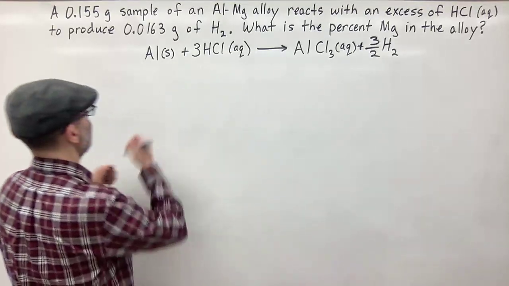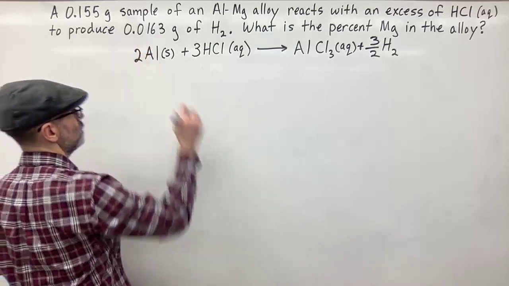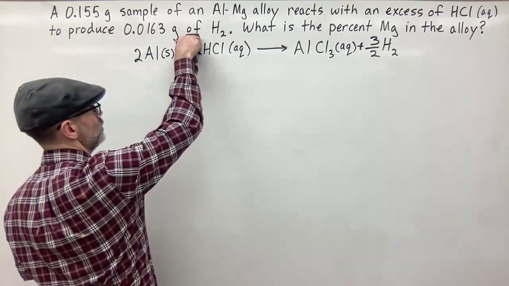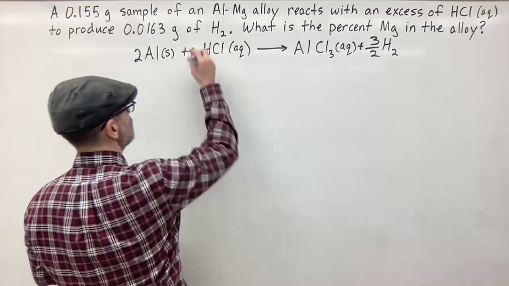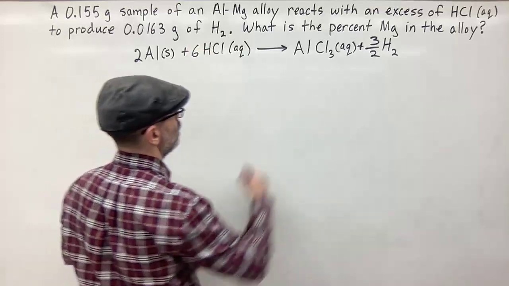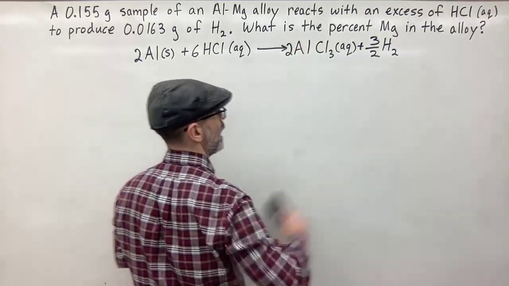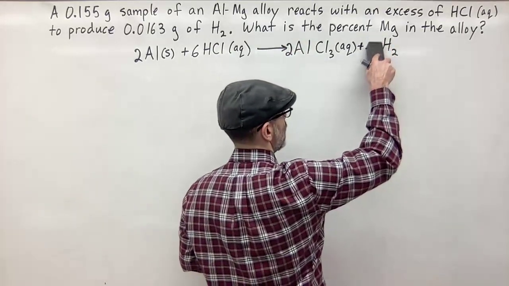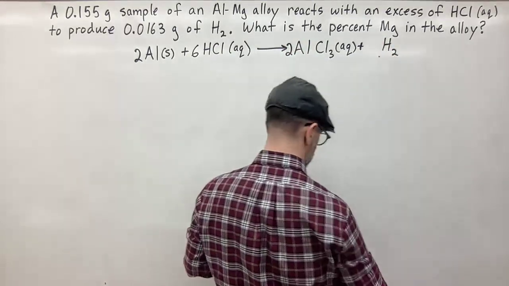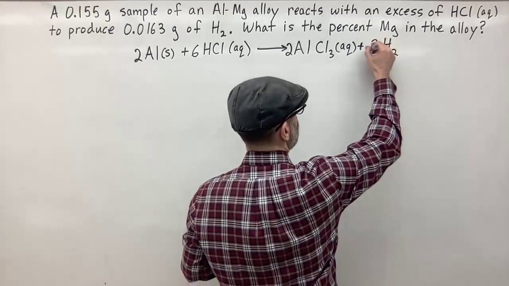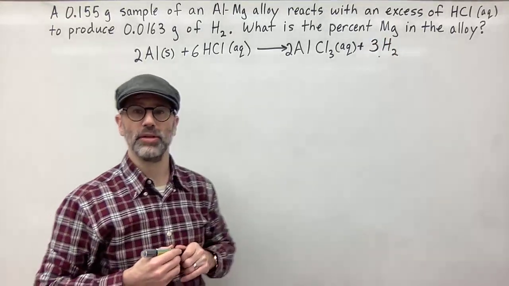So this is going to be 1 times 2 is 2. 3 times 2 is 6. 1 times 2 is 2. And then here I have 3, and 3 halves times 2 is 3. Okay, so that's my first balanced equation.